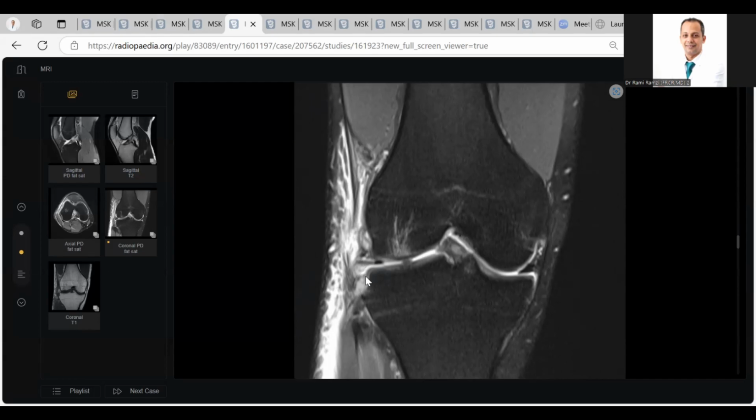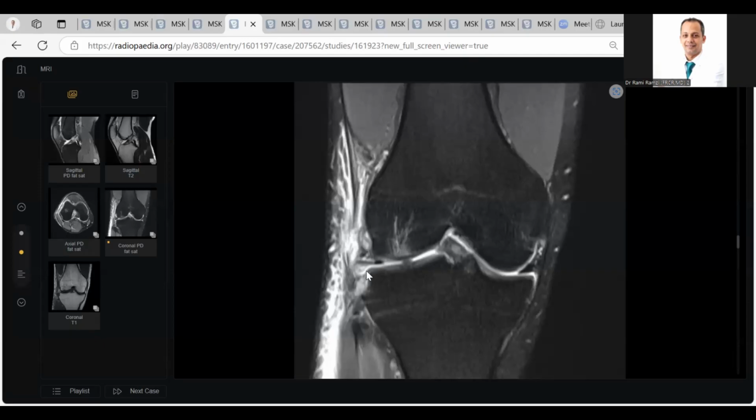What is the difference between the Segond fracture and the posterolateral complex injury? In the Segond fracture, most of the literature says that this is a rupture of the middle third of the lateral capsular ligament and iliotibial band. While the posterolateral ligamentous complex injury includes injury of the arcuate ligament, lateral collateral, and the posterior surface of the lateral capsular ligament.